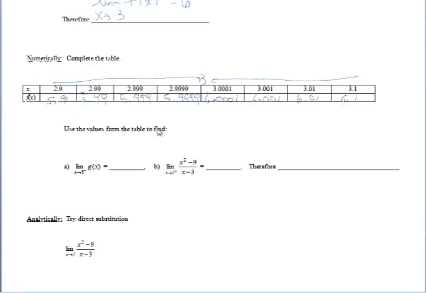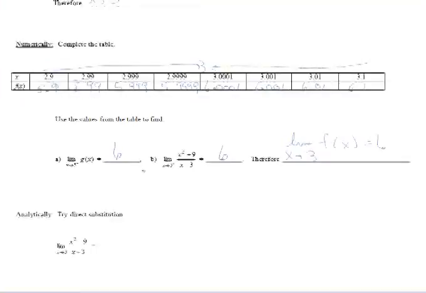Use the values from the table to find the limit. So let's say that this table was already generated for you. Okay, as x approaches 3 from the left, okay, my y values are going into 6. That's what the pattern suggests. My right limit is also 6. Therefore, the limit is 6, because these two are the same. Okay?